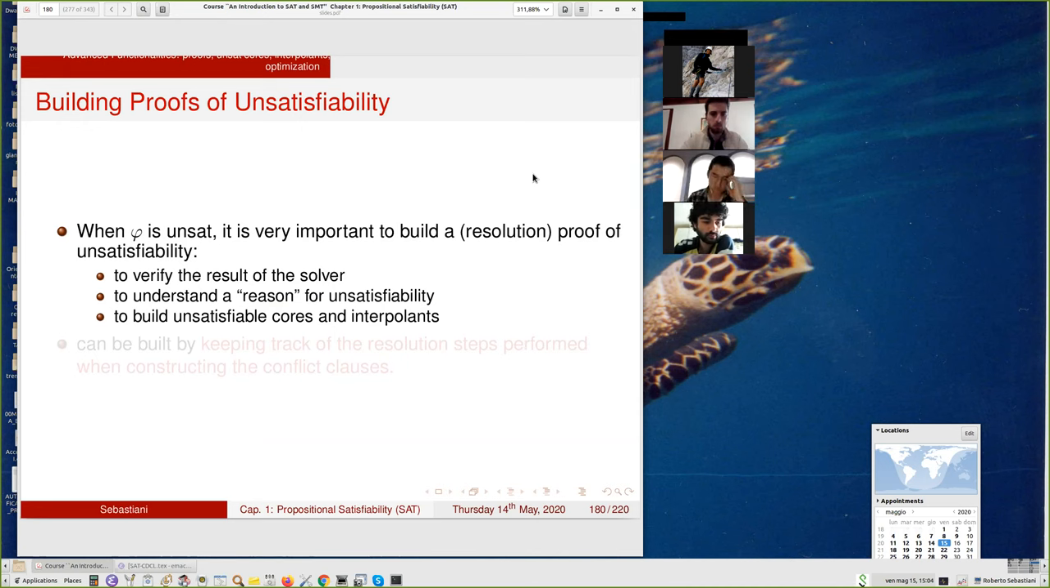Another important function is building proofs. Suppose your SAT solver tells you that the problem is unsat. Do you trust your SAT solver? You want to know, for many reasons, why this was not satisfiable. Remember that in formal verification, a SAT solver returning unsat typically means that the property is verified. So you want to be sure this is the case, to check whether your SAT solver is correct and to understand why. There are plenty of reasons for that.